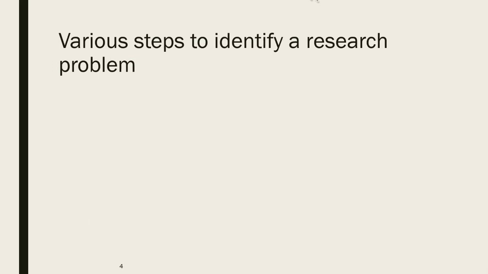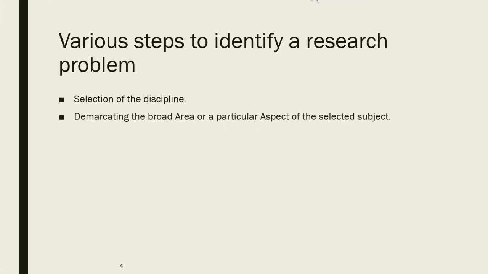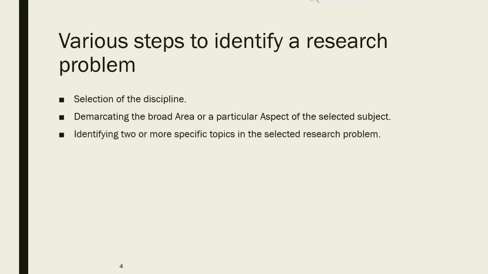The first is selection of the discipline. Second is demarcating the broad area or a particular aspect of the selected subject. Third is identifying two or more specific topics in the selected research problem. Now we'll deal with the first one. The discipline or subject in which the research has to be done should be selected. It could be anything: economics, science, management, psychology, medicine, you just name it.